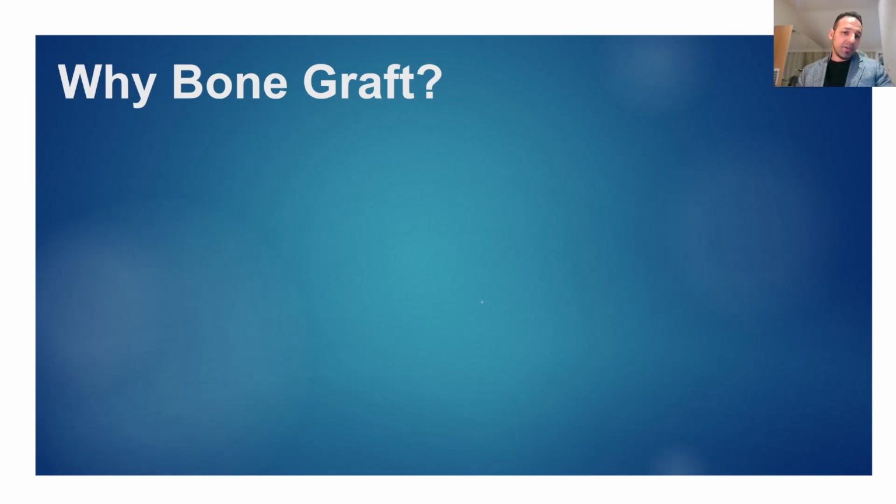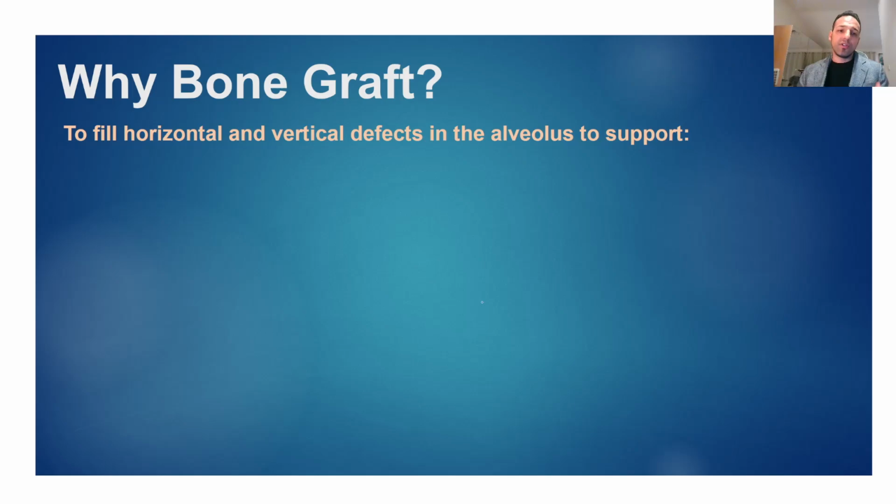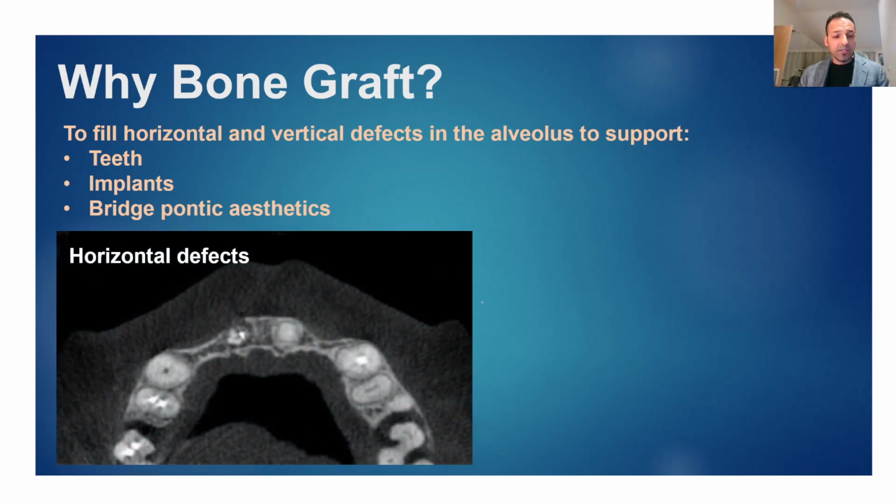And so why do we bone graft? Well, we do it to fill a horizontal or vertical defect in the jawbone, the alveolus, to support, well, what are we supporting? We're either supporting teeth, or we're supporting implants, or we're going to do it for bridge pontic aesthetics so that we don't have to have a huge pontic where we've had that huge amount of gum and bone recession.